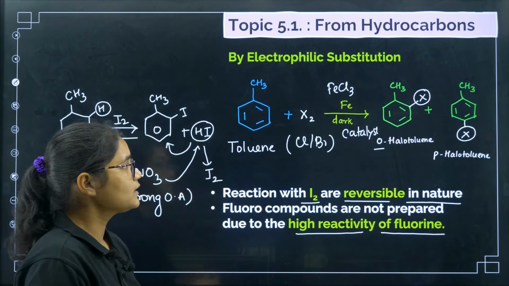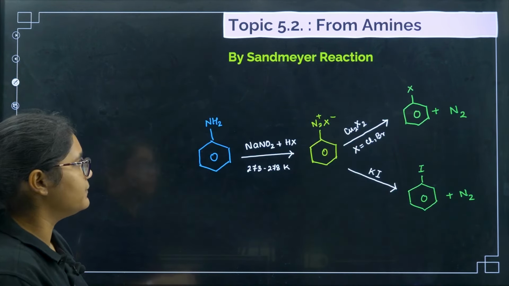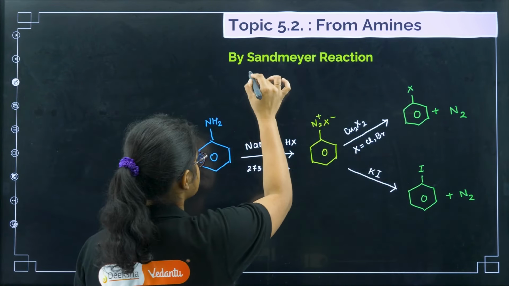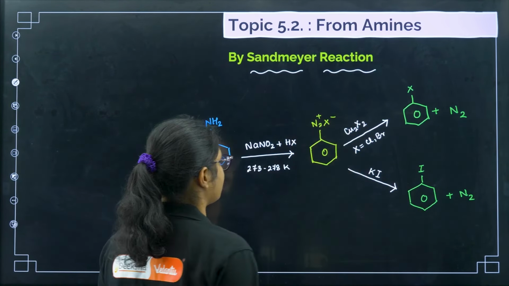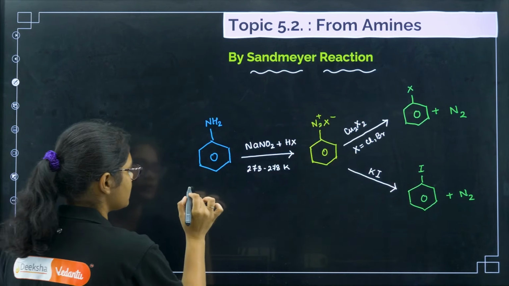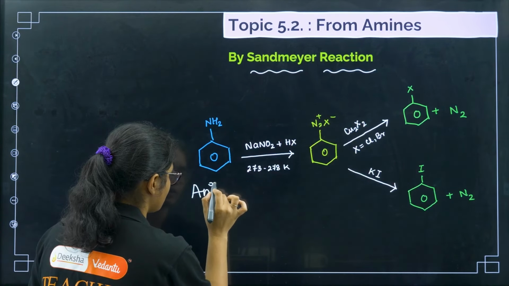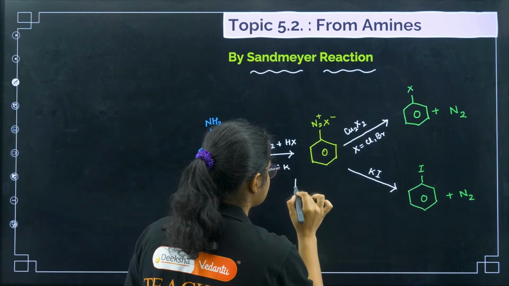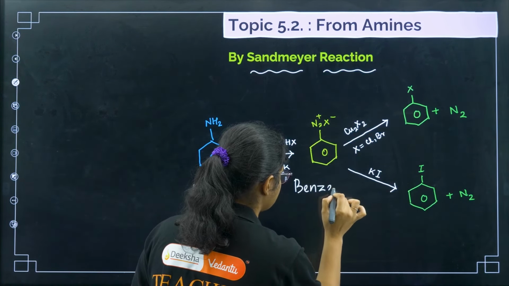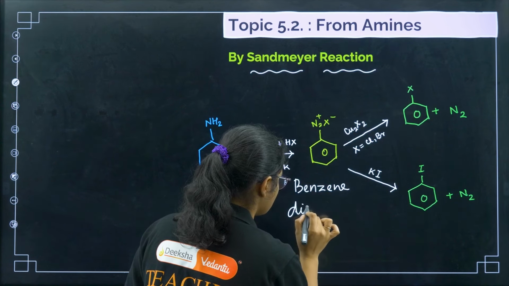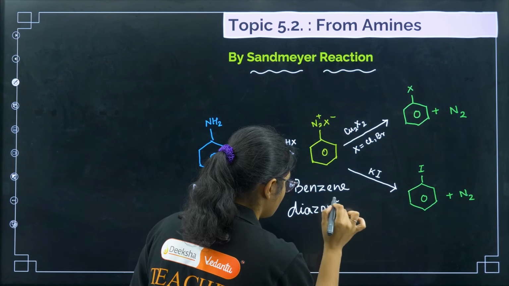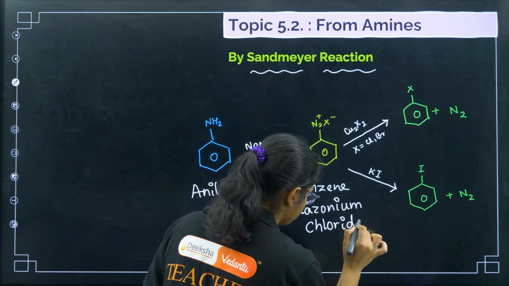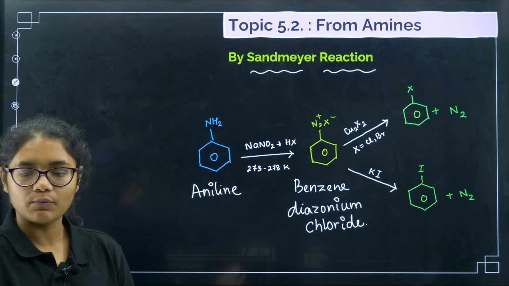Next, coming to preparation from amines. There is a name reaction for this, the Sandmeyer reaction, which is very important. First of all, this is your aniline compound. It is converted to something called benzene diazonium chloride.